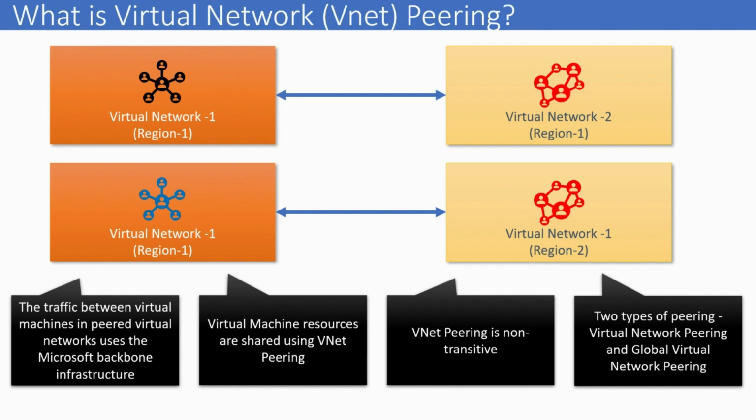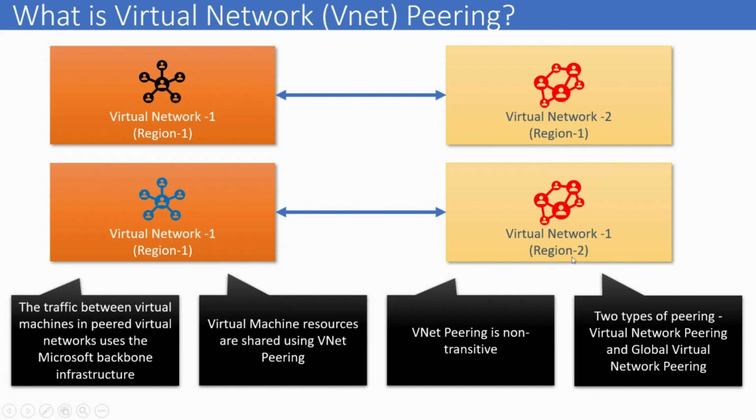There are two types of peering that Azure supports. They include virtual network peering, that's the first one, and the second one is global VNet peering. Here, virtual network peering allows you to connect networks that are located within the same region as one another, while global virtual network peering allows you to connect virtual networks that are deployed in two different regions.